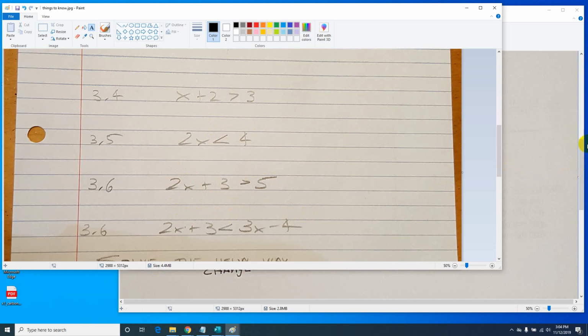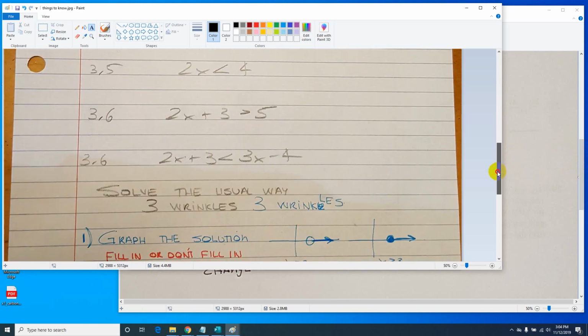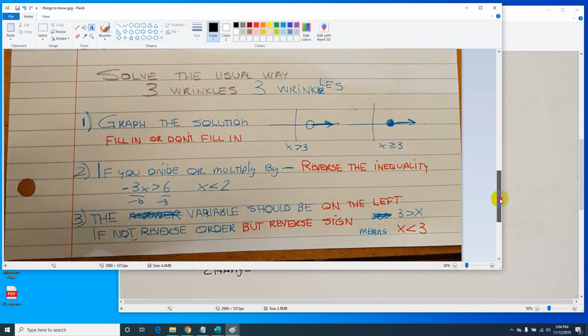So what makes the inequality so special? There are three things you have to know or be careful about when doing inequalities. First one is you need to graph the solution, and if it has a little line underneath, it means an equal to, so that gets a solid dot. The one without the line is an open dot because 3 is not included.